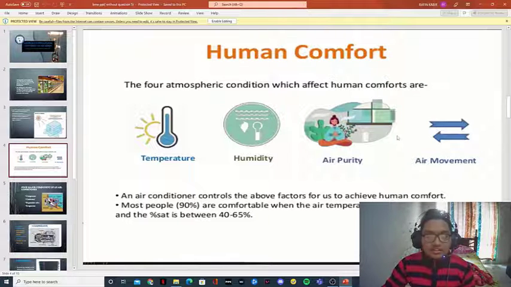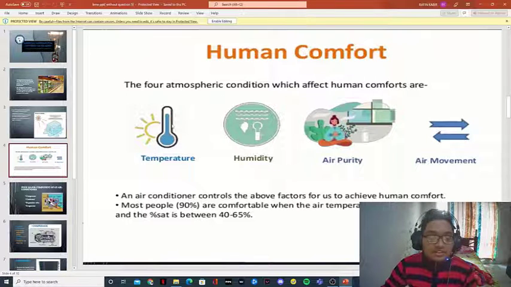And the last factor, which is also important, is the motion of the air. When the motion of the air is too much, then sweat is easily removed from our skin and this makes us feel cold since we are losing heat faster. And when the motion of the air is low, we feel hotter because the sweat cannot escape our skin very easily. So all of these four factors are important and an air conditioner aims to control all of this.